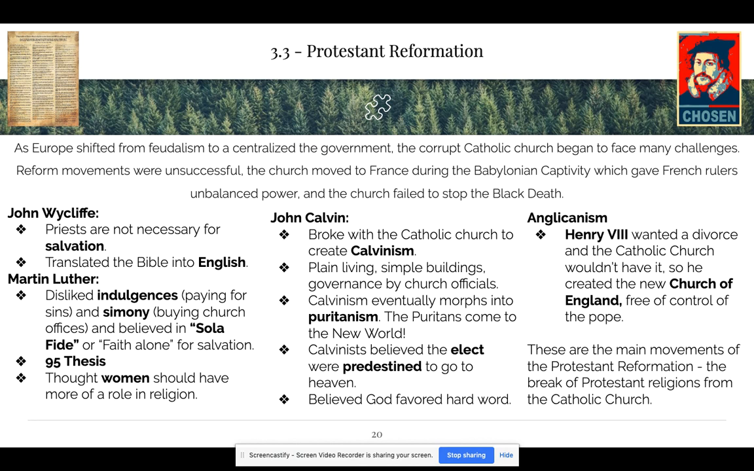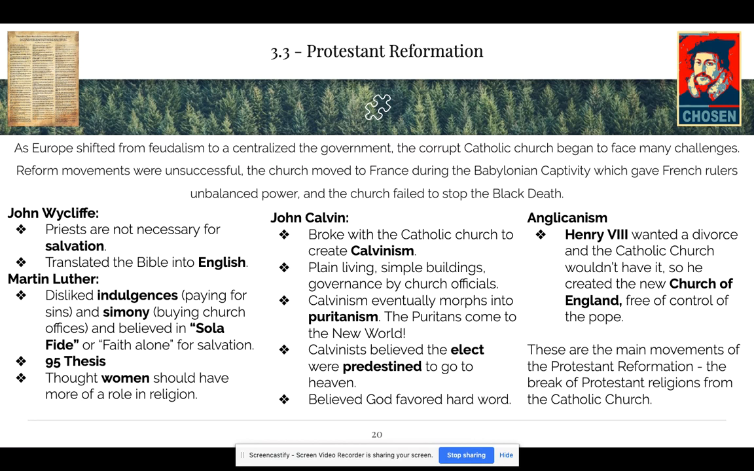Around the same time, we start to see Martin Luther. He thought that the Catholic Church was corrupt. He disliked particularly the selling of indulgences, where you could pay for your sins, and simony, which bought church offices. He believed, like John Wycliffe, in sola fide, or faith alone, which means that I don't need to go to church to be saved. It is my relationship with Christ or whoever that allows me to be saved. He very dramatically posted his 95 Theses on the church door, which were basically the 95 things he said were wrong with the church. And with Martin Luther and Lutheranism, Protestantism is born. So under Christianity, there are two branches, Catholicism and Protestantism.